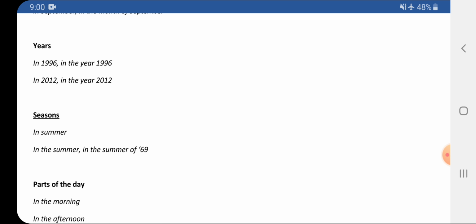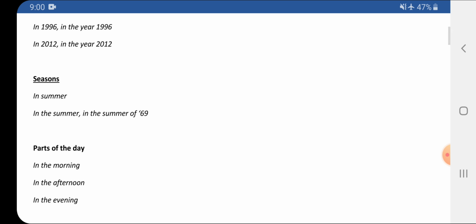Next thing is in is used before the seasons. In English we have 4 seasons, and in is used before all these 4 seasons. For example, in summer, or we can say in the summer, or in the summer of 69. It's a phrase from a very popular song. You can Google that up. That's a pretty popular song. So in place of summer you can write winter, autumn, spring, and the structures are same. All you need to remember is this, कि seasons के पहले जो है we use the preposition in.